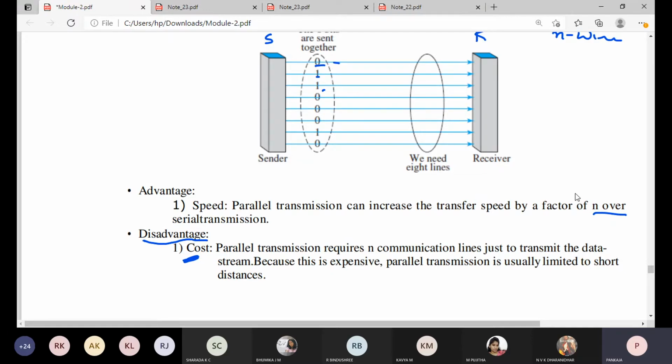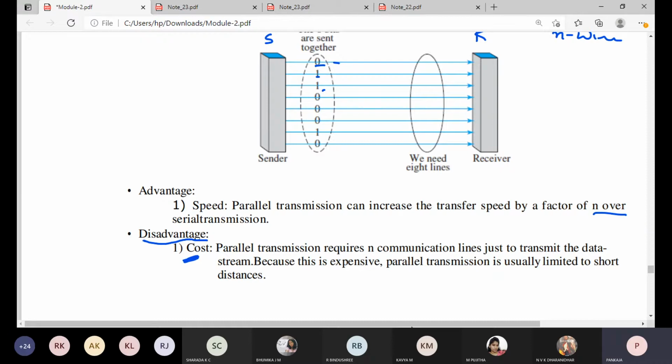The parallel transmission requires n communication lines. You can just see so many communication lines are required to send the data parallelly. So getting more number of wires or lines is going to be expensive, even though we have the benefit of high speed transmission, but this is a limitation.